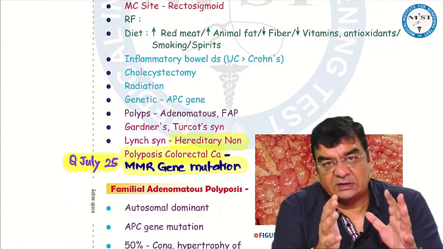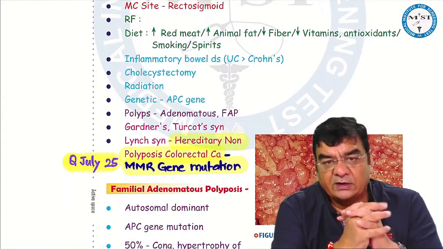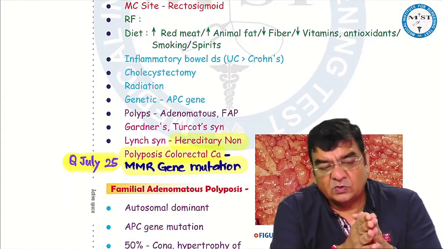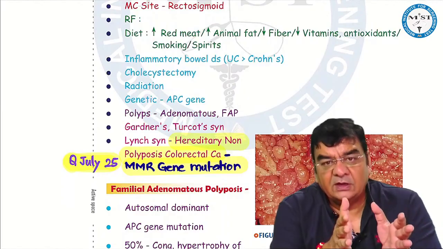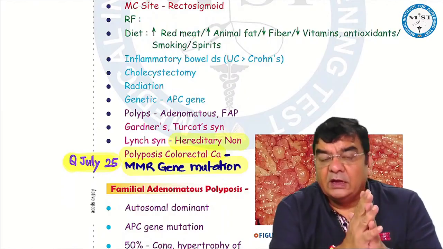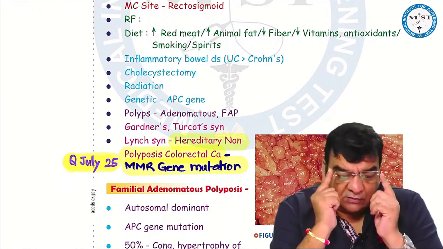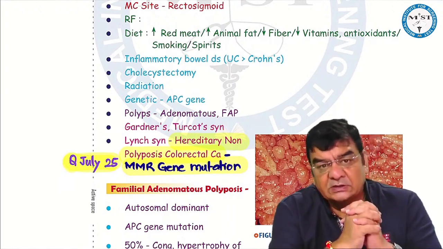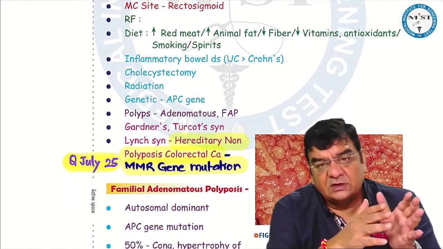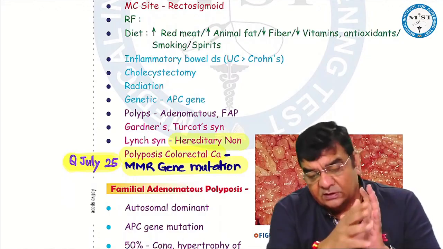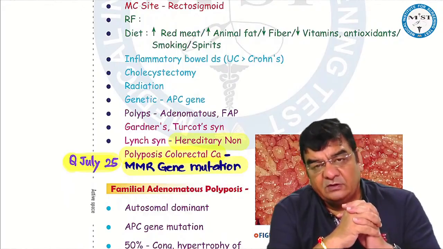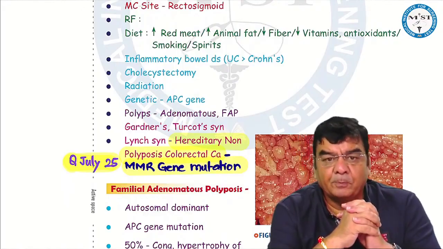or more animal fat exposure, less fiber in diet which will make them constipated, so carcinogens will stay for a longer period, less vitamins and antioxidants, smoking, alcohol, inflammatory bowel diseases, ulcerative colitis have more chance of colon cancer, cholecystectomy. If the bile acids are not getting stored in the gallbladder, they will be passing as such and then they'll be getting stored or maybe staying for some time in the rectosigmoid area.